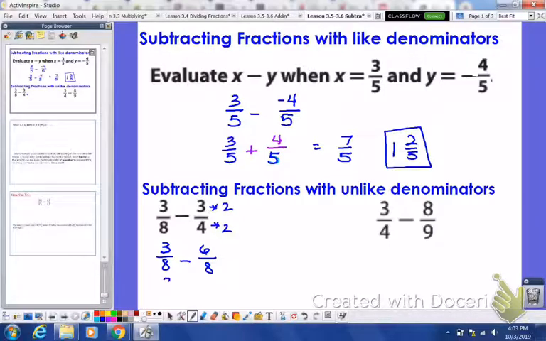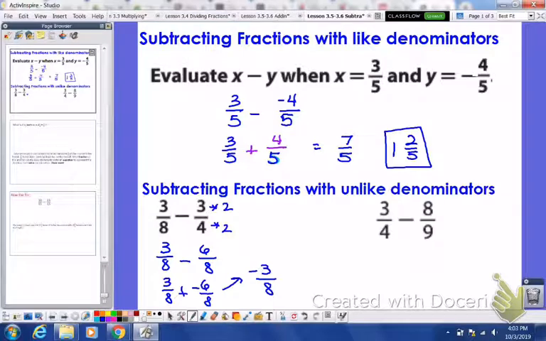We're going to change it to addition, so 3/8 plus -6/8, and 3 plus -6 would give us a -3/8 as our final answer.